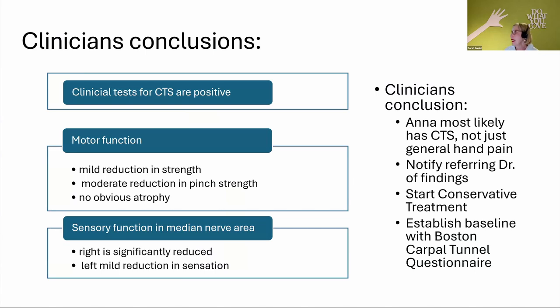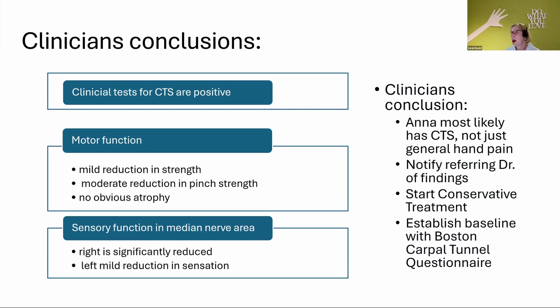Okay, so my clinician's conclusions here, her clinical tests for carpal tunnel syndrome are positive. We have a reduction in pinch strength. It's moderate. Her grip strength overall is slightly reduced. We have no obvious atrophy, which is positive. The right hand has a significant reduction in sensibility, but she still is able to perceive sensation. And the left hand has a mild reduction. So the right is definitely more affected than the left.